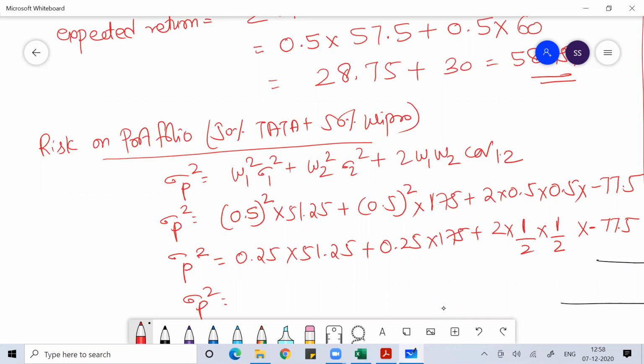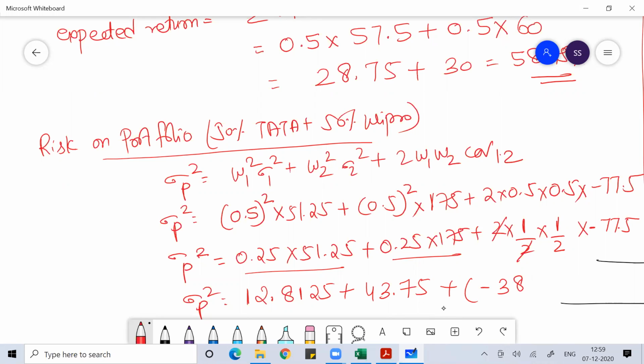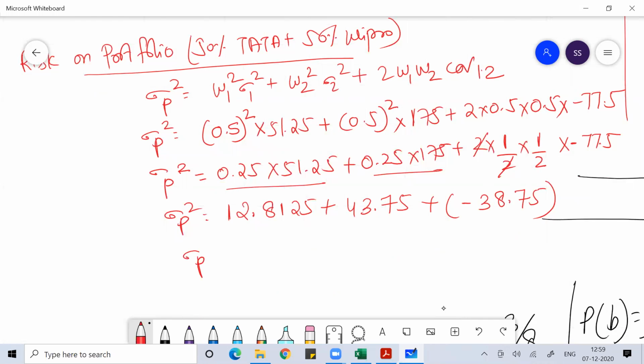Do this calculation. This is 1/4 of this. This 2 and 2 will get cancelled. So 1/4 of this is what? If I divide by 4, 51.25 divided by 4 is 12.8125. Then 175 divided by 4 is 43.75. And the last term is minus, not plus; this is half of 77.5, so -38.75. Let me know if there's any calculation mistake.